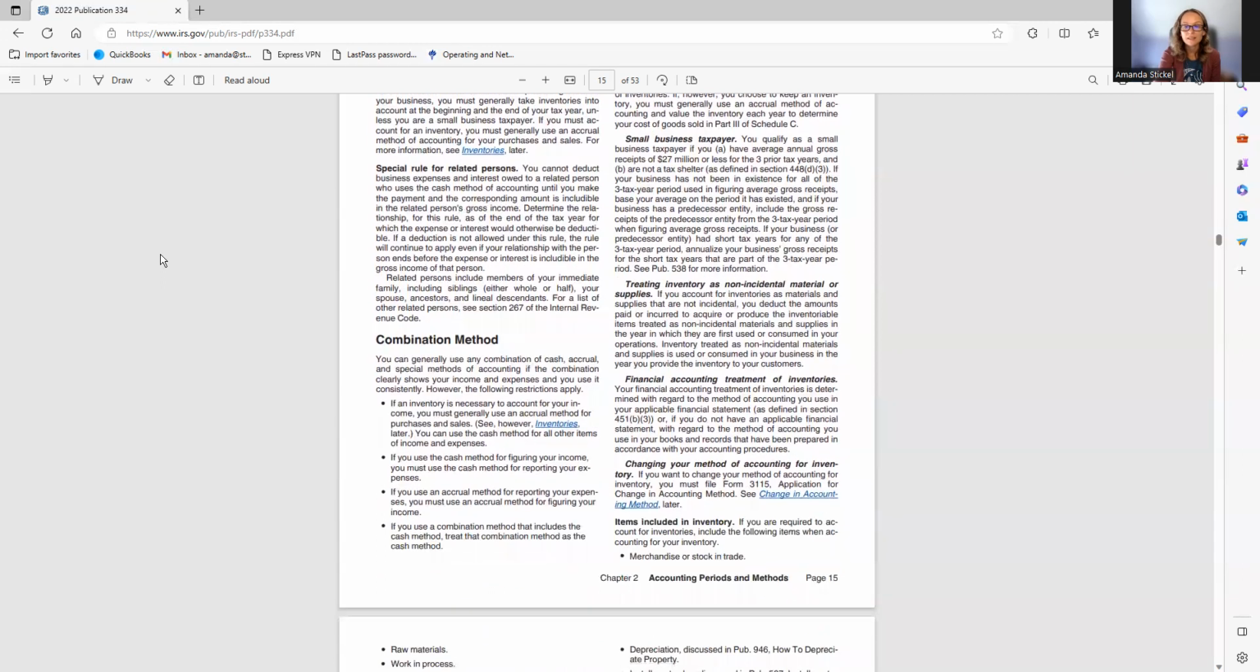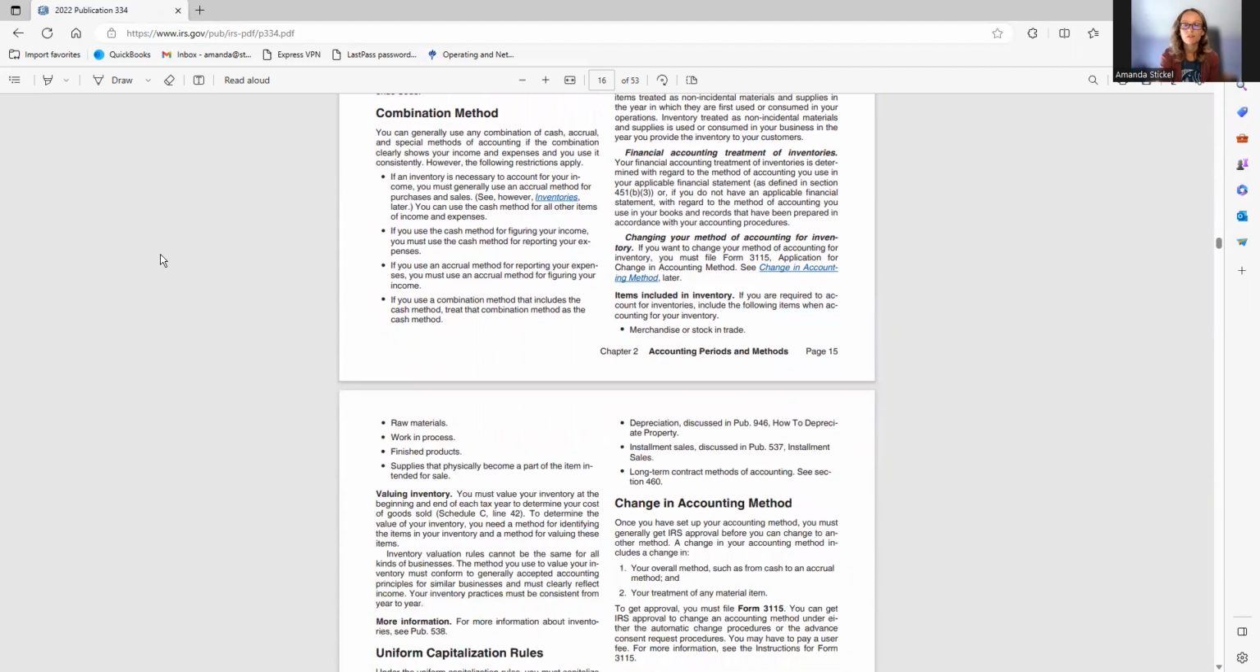Treating inventory as non-incidental material or supplies. If you account for inventories as materials and supplies that are not incidental, you deduct the amounts paid or incurred to acquire or produce the inventoriable items treated as non-incidental materials and supplies in the year in which they are first used or consumed in your operations. Inventory treated as non-incidental materials and supplies is used or consumed in your business in the year you provide the inventory to your customers.